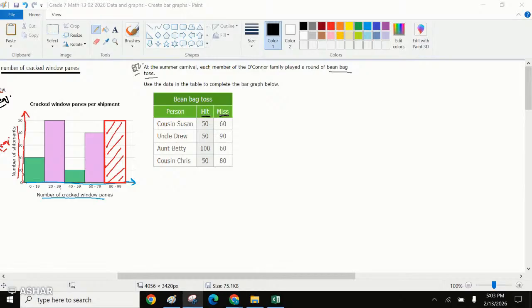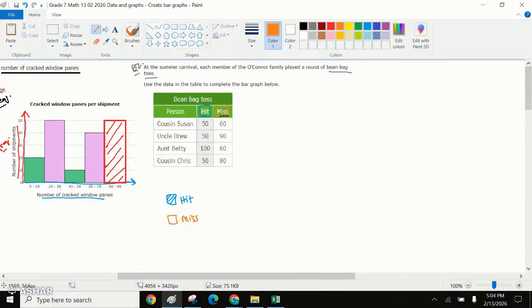The first thing we need to do is create a key. We need to create a color code. Let's suppose we are doing it with blue: a blue box would mean it is a hit. Let's suppose an orange box would mean it was a miss.